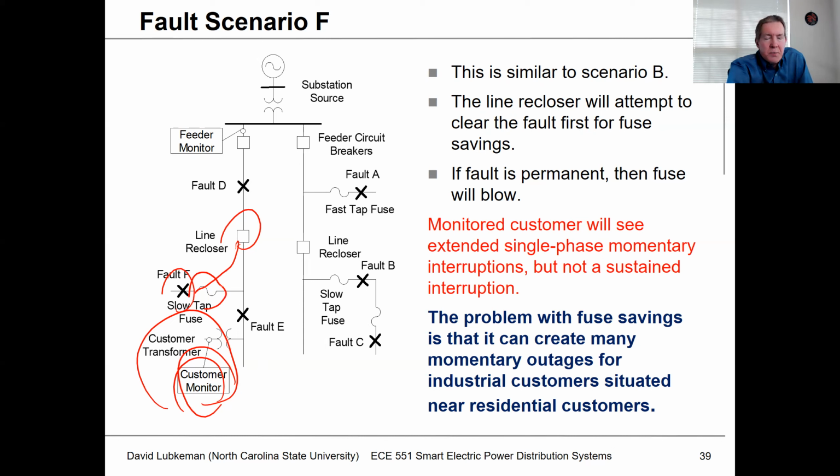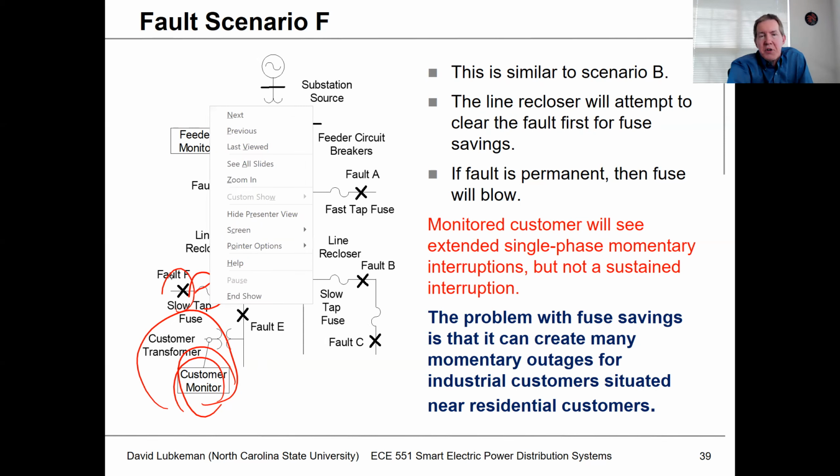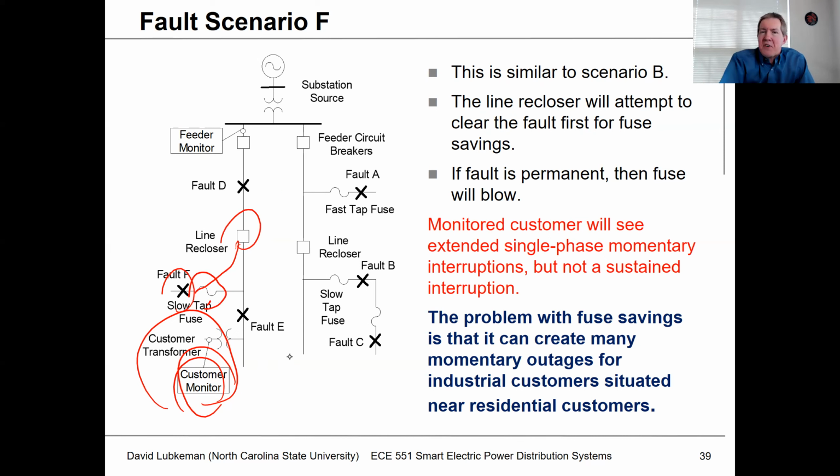What they could do is put a faster fuse here, and you wouldn't have fuse savings on the circuits that have a lot of trees. You would maybe put the fast fuses on those circuits. Maybe on those circuits that didn't get many events, you may try to do fuse savings, but this is where you might either disable fuse savings or use a hybrid scheme where you only do selected laterals for the fuse savings, so you don't have all these interruptions on this industrial customer.